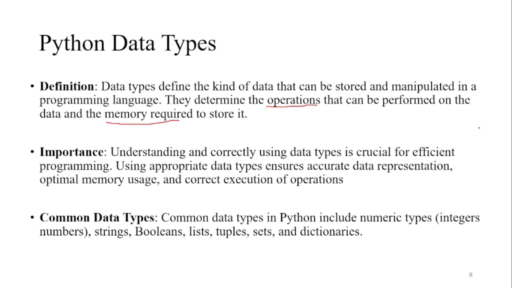And then we have some common data types, and I already spoke about integers. We have integer data types, string data types, boolean data types, list data types, tuple data types, sets, and then dictionaries. So that is some of the common data types that we have in Python.